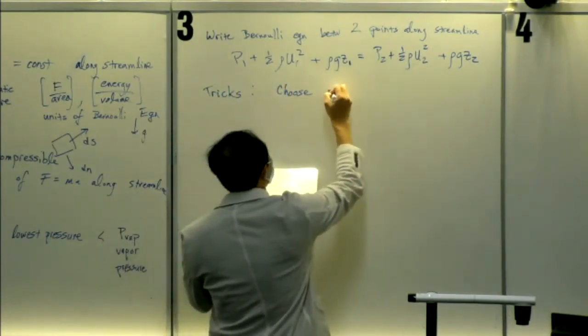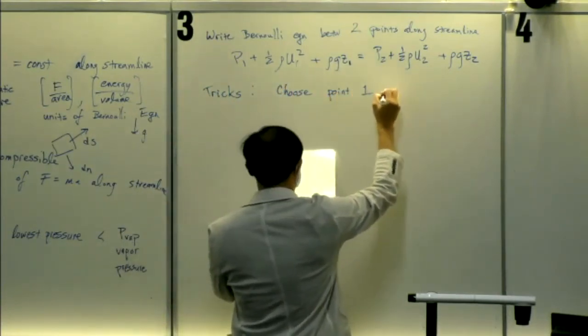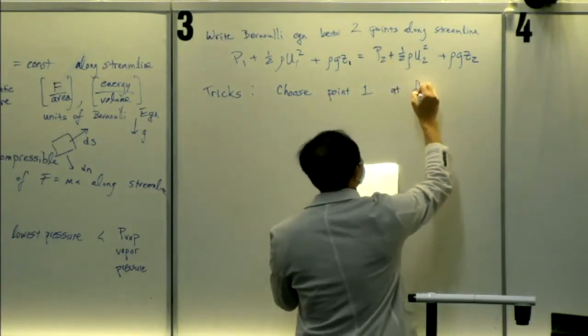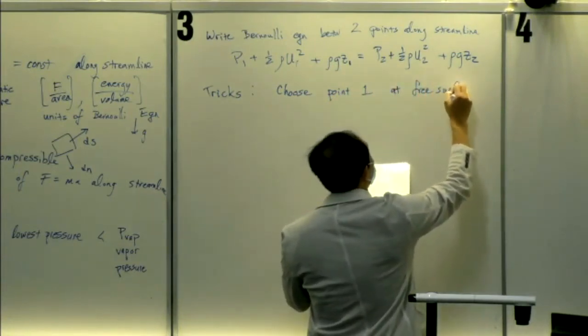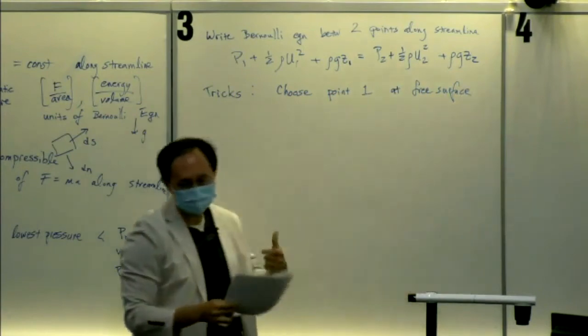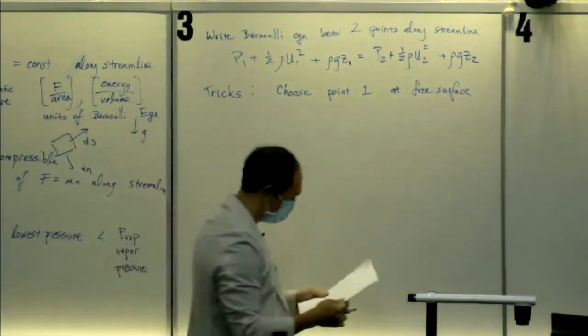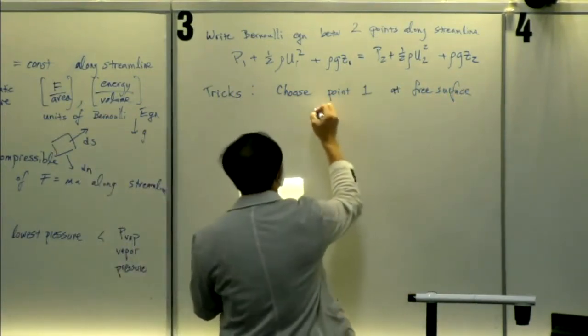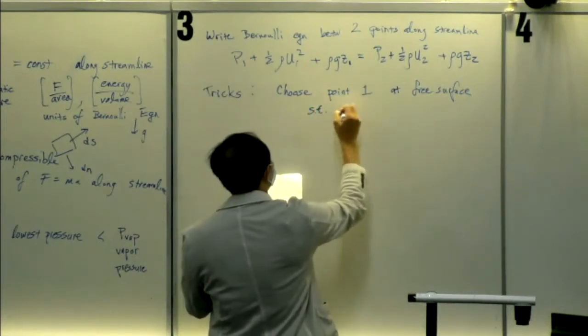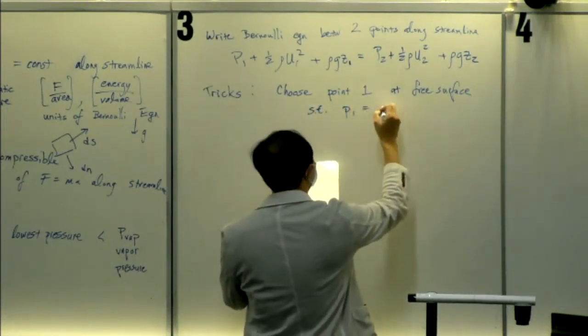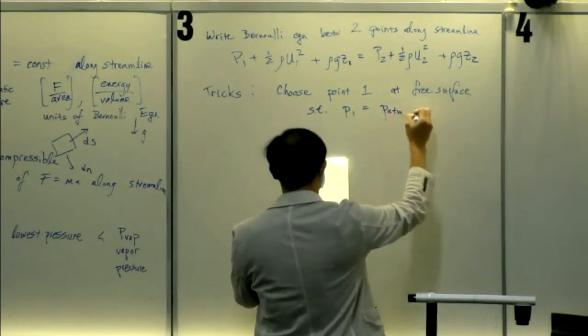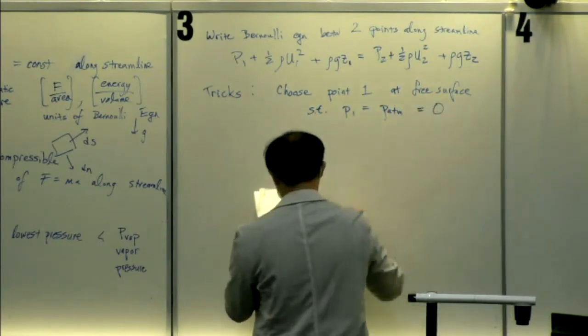So choose point 1 at the free surface, where we talked about we had balance of pressures, so that P1 is equal to P atmospheric, which is equal to 0.